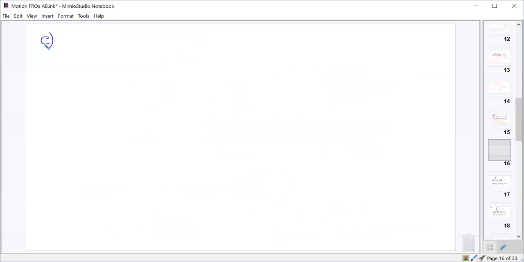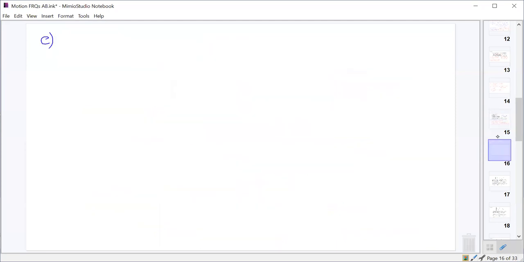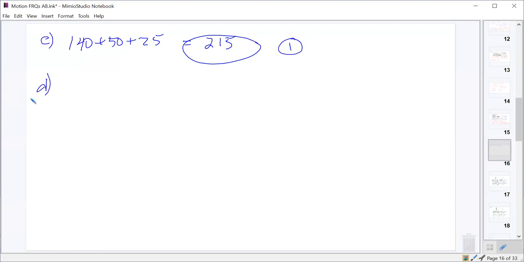Part C. What did part C say? Total distance it travels. Well, total distance it travels is just the absolute value of velocity integrated. So that means make the 140, the 25, and the negative 50 all positives. So that ought to be 140 plus 50 plus 25, which ought to be 215. What were they? Feet? Does it give units? It doesn't give units, does it? Oh well. 215. Everybody good with part C? That was just worth 1 point, I believe. Yeah, 1 point for that. Everybody good with C?